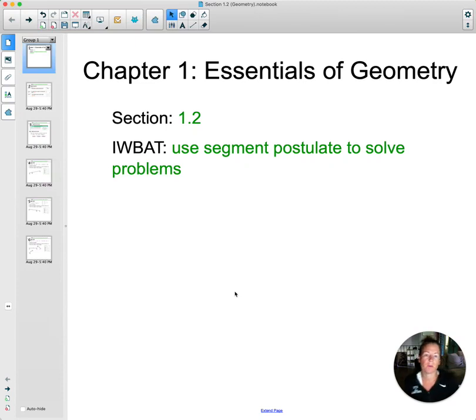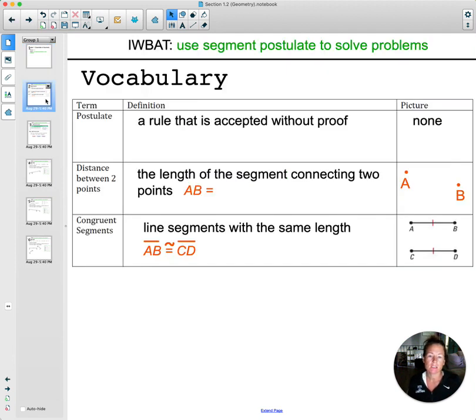For section 1.2, we are going to be talking about using segment postulates to solve geometric problems. Some vocabulary that I want to introduce to you is the term postulate, which is just a rule that is accepted without proof. It's just things that don't need to be proven.